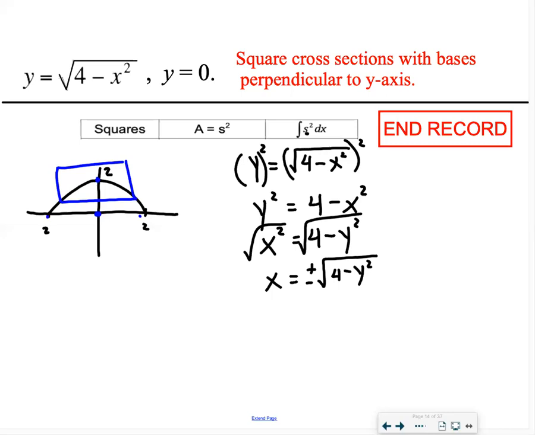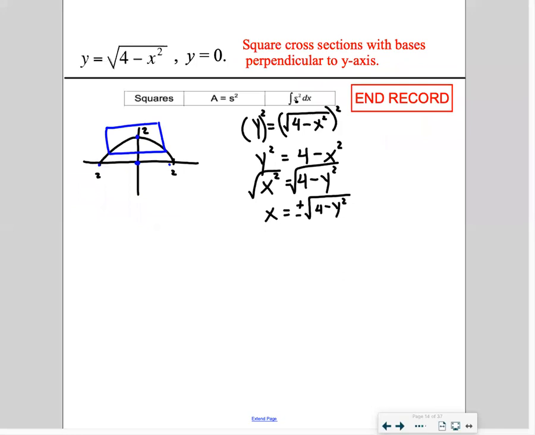Okay. So to find our volume, we would be integrating. Let's write volume equals. Now this is s squared, right? Side length squared, length times width. But our boundaries now are going to be in this direction, in the y direction. So we're going to go from 0 to 2. How do I know it's 2? Because you can check in your calculator. Once you graph it, you can find that y-intercept.